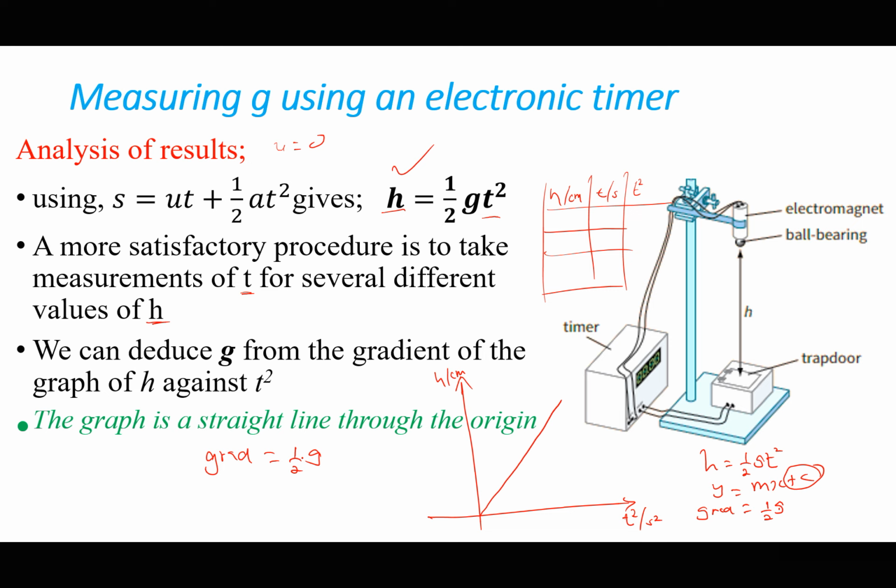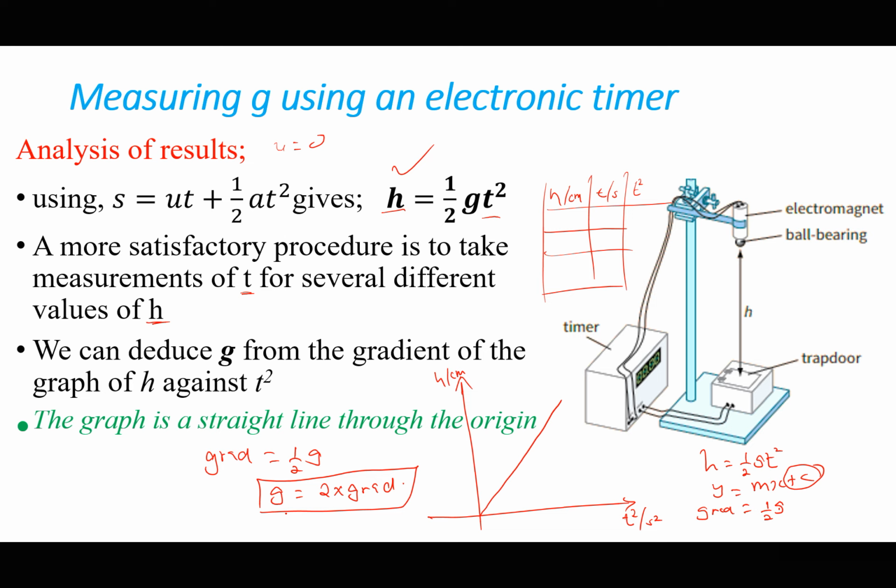If I plot h against t squared, you can also plot logarithms, but this is the easiest. It means the value of g is going to be twice the gradient. This will be a better method than just pressing the calculator to use one value of h and one value of t to find g. So this would be a better method for measuring the acceleration due to gravity: adjust h, obtain different values of t and then plot a graph.